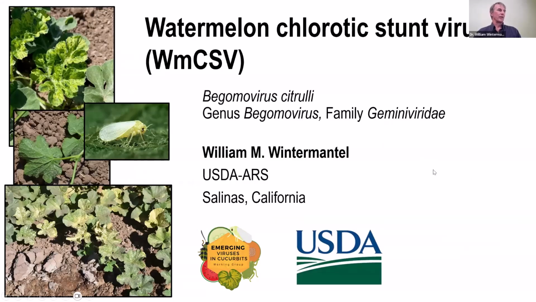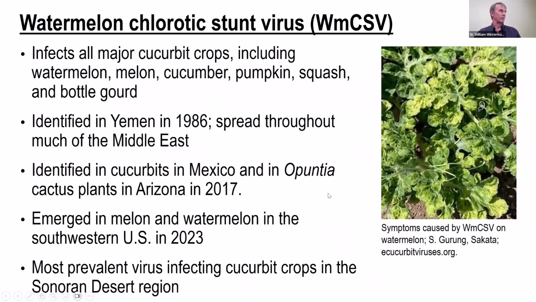Watermelon chlorotic stunt virus is a begomovirus in the Geminiviridae. The other two viruses I discussed were in the crinivirus genus. This is a different type of virus, and there are some interesting issues that may be associated with that as I go through the presentation.